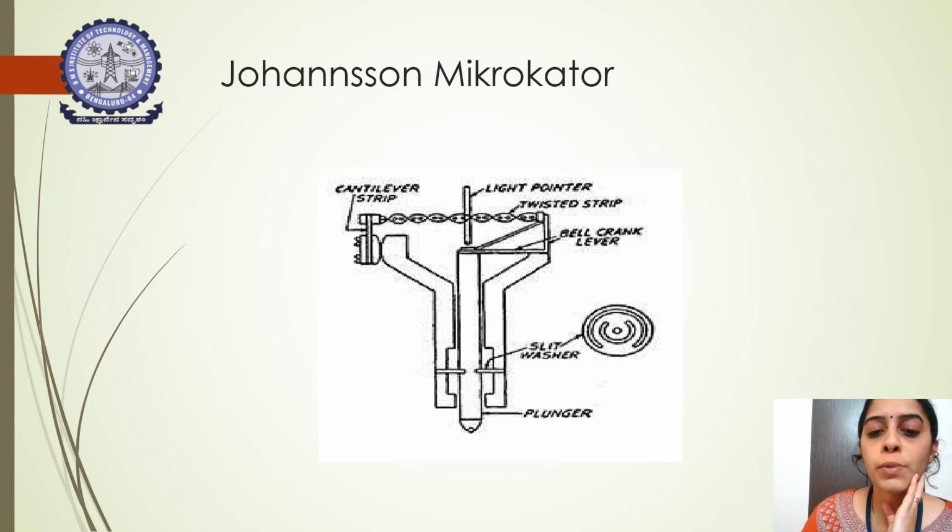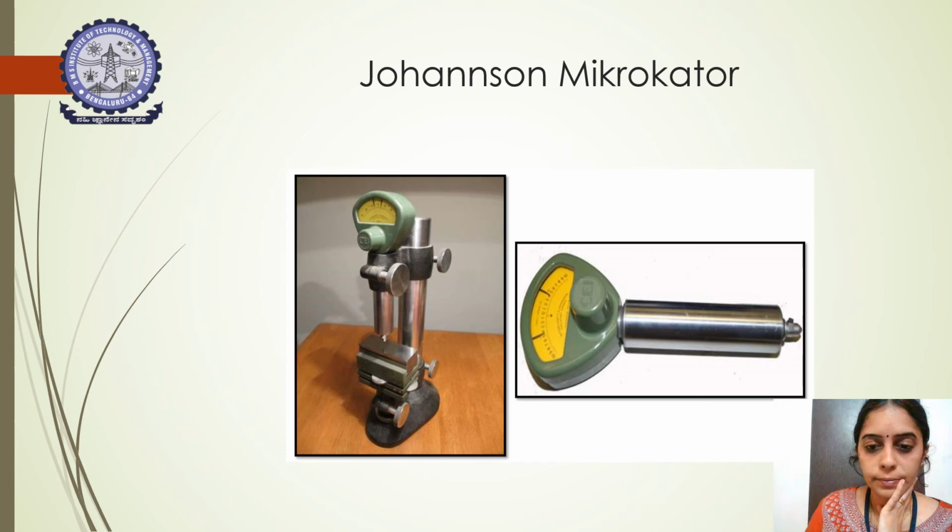Based on the movement of this plunger on the workpiece, you have a slit washer. This movement helps in getting the required movement of the bell crank lever mechanism. Based on the pressure applied, this twisted strip will rotate, and due to this rotation, the deviation we get will be measured on the light pointer. Okay, so this is how it operates. In reality, it looks like this. This is the image of a Johansson Mikrokator.